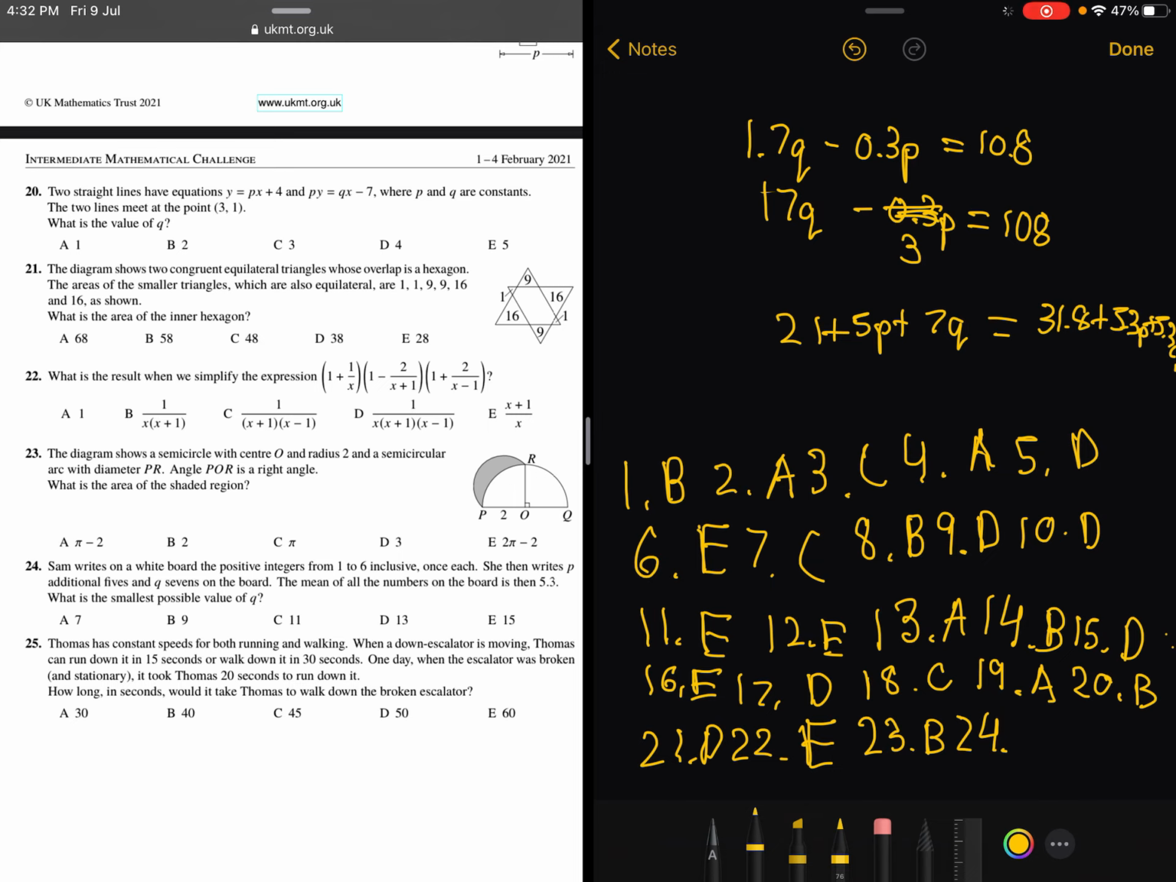So let's start with Q equals 7. If Q equals 7, 17Q is 119. 119 minus 108 is 11, which is not a multiple of 3. Hence, 7 is not possible. Then let's go with 9. 17 times 9 is 153, minus 108 is 45, which is actually a multiple of 3. So 9 is the smallest value for Q, which means 24 is B.